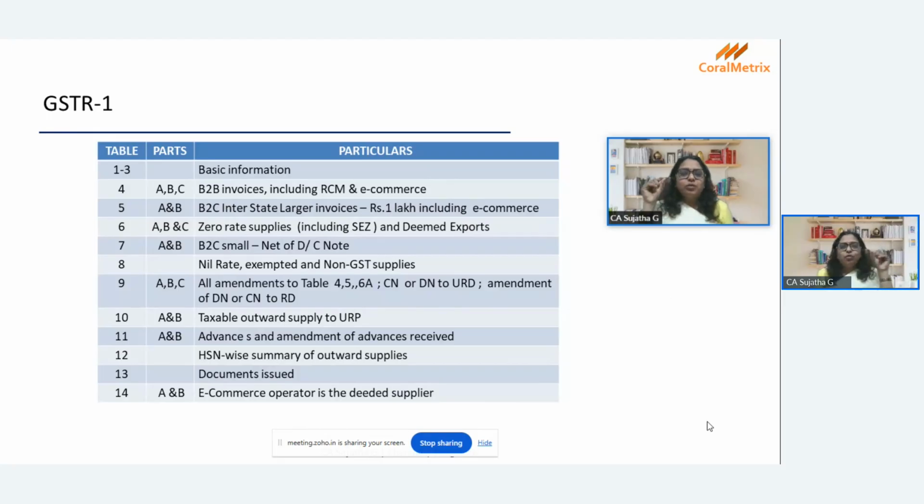Then table 14 is something only for an e-commerce operator who is deemed to be a supplier. For example, Ola, Uber, or Urban Clap. They are not intermediaries. They are also e-commerce operators. They procure the services and then render them to others. So for those kind of e-commerce operators, as per section 9(5), they are required to report their turnover.